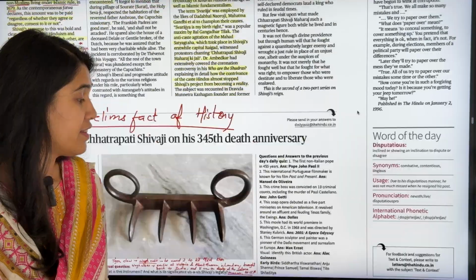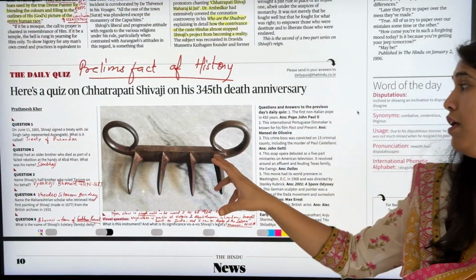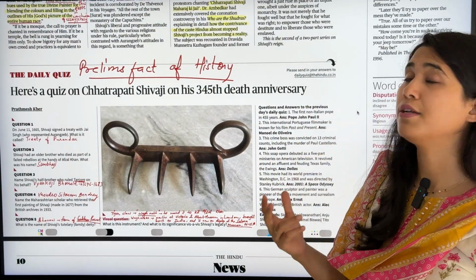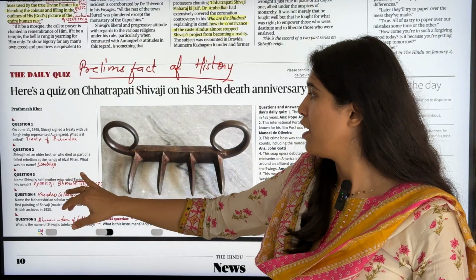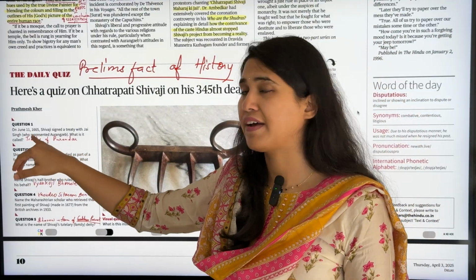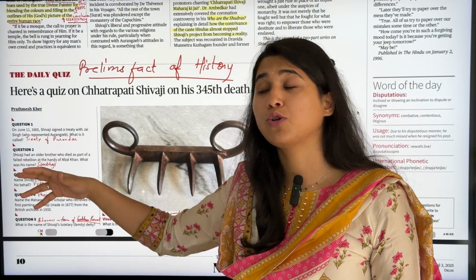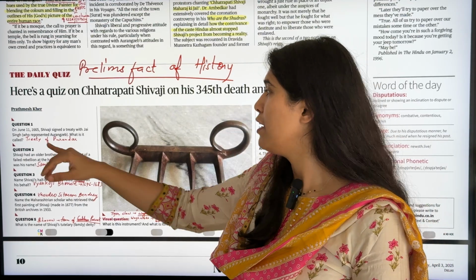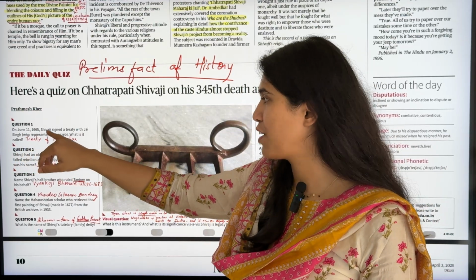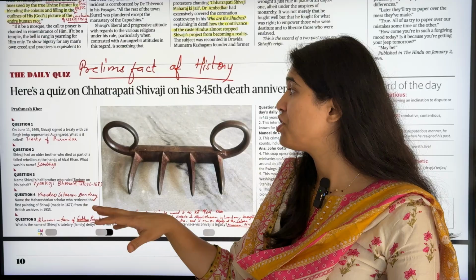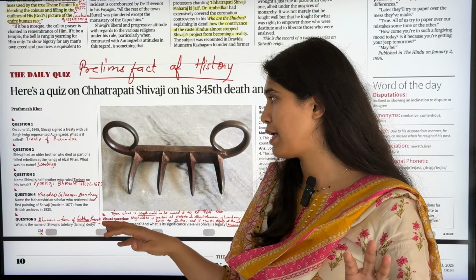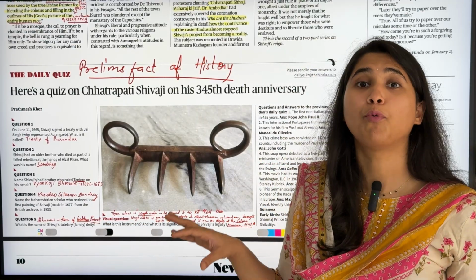Let's move to the small quiz on Shivaji. We'll do it quickly. On June 11, 1665, this comes under medieval India and also the freedom struggle part, Shivaji signed a treaty with Jai Singh, who represented Aurangzeb. What was the treaty's name? It was the Treaty of Purandar.